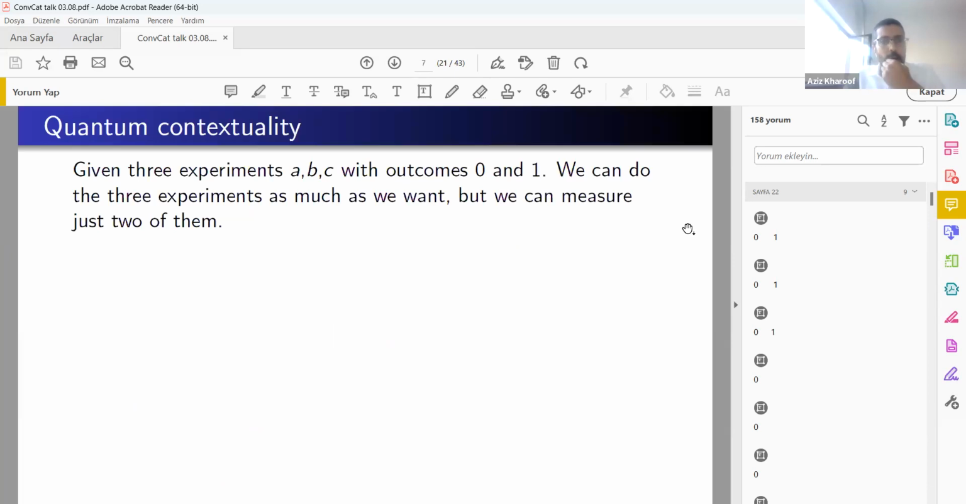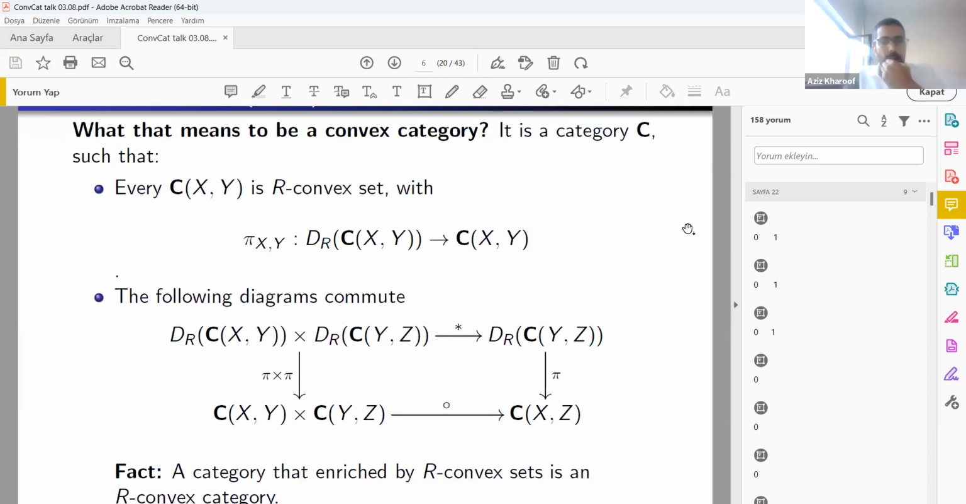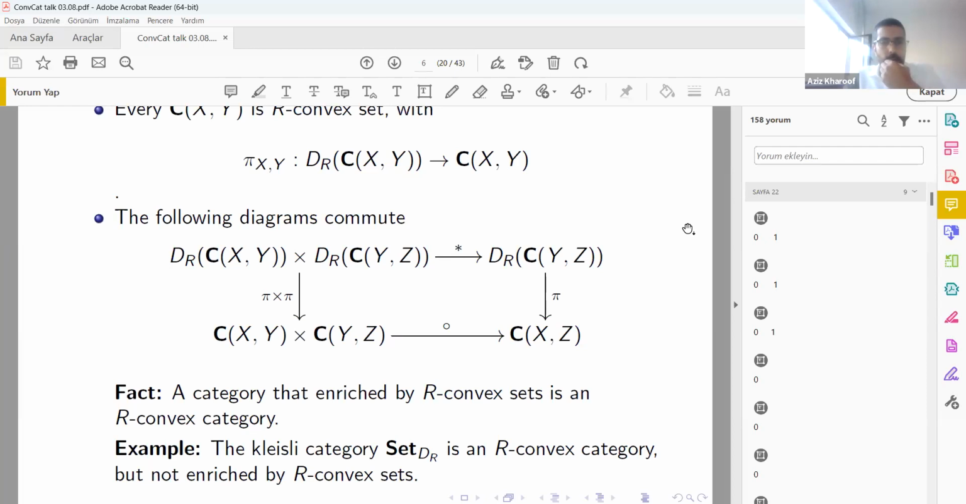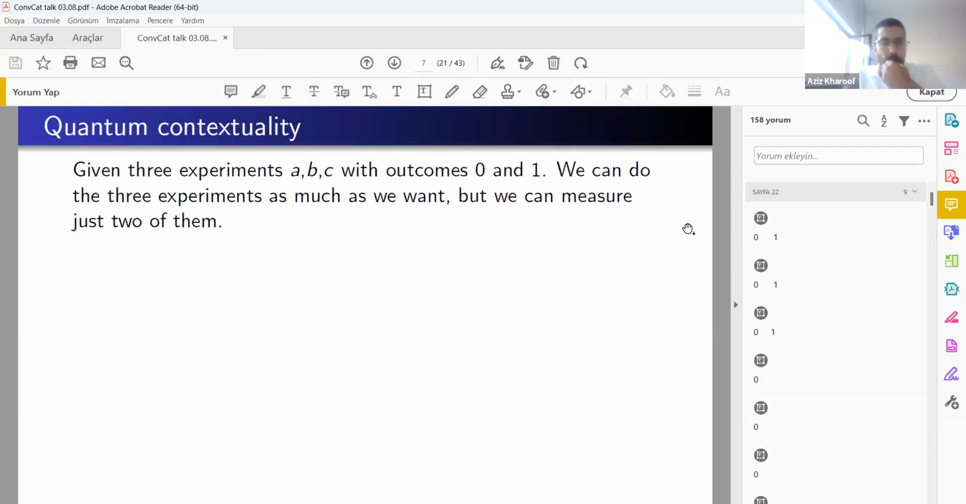Okay, so now let's go to the second part of my talk, the phenomenon of quantum contextuality. We want to show that convex categories can be used to approach this phenomenon. So let me introduce this phenomenon. Actually, this is something coming from physics.